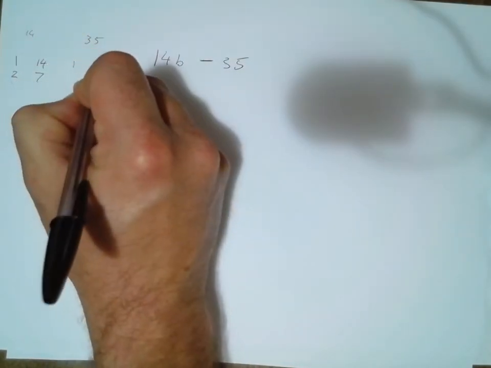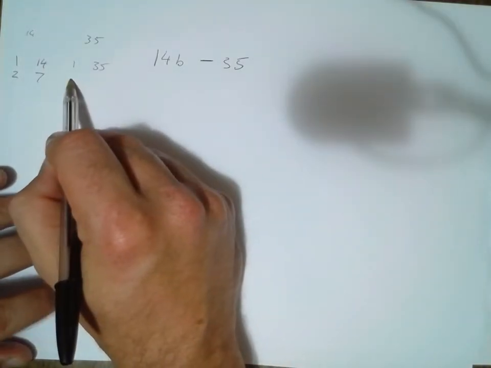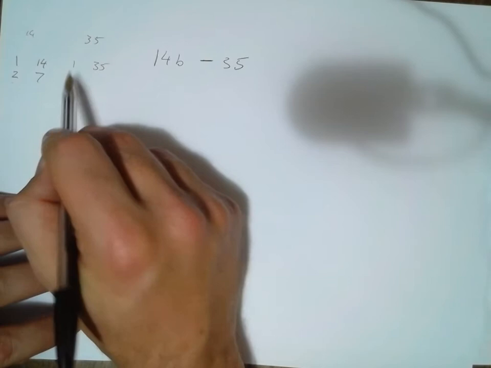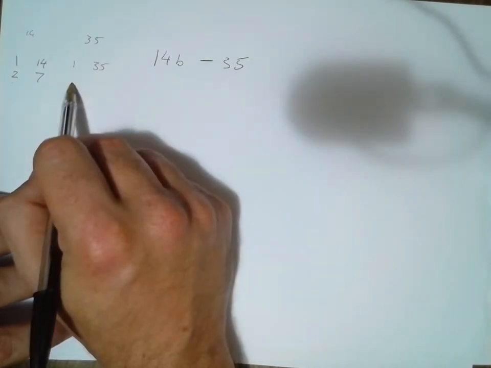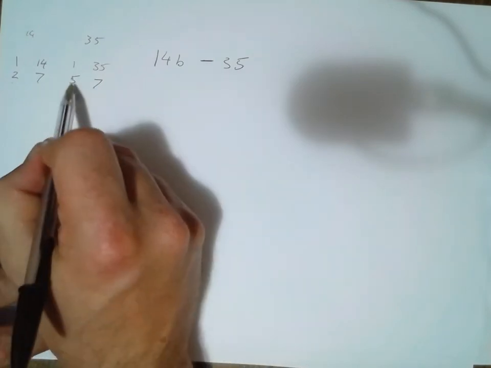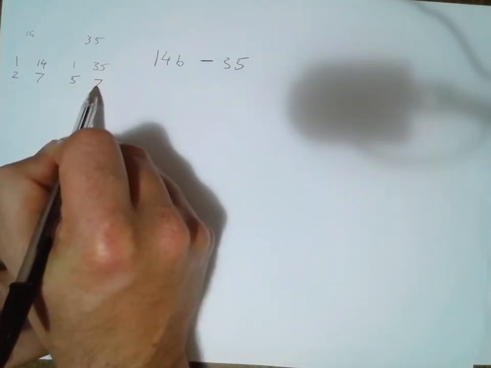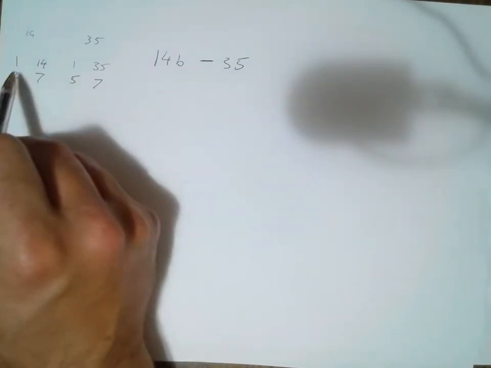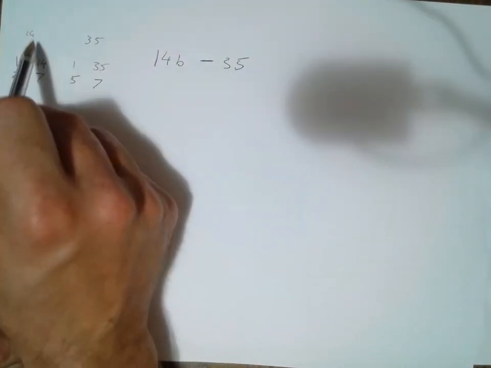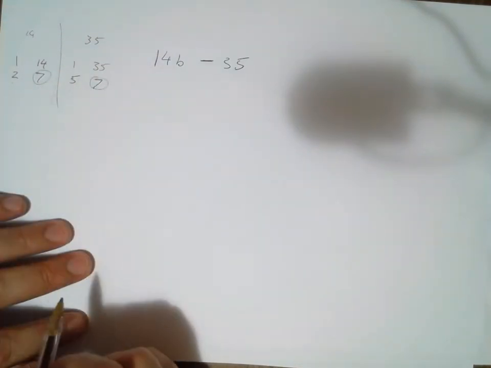I can do 1 and 35. I know that. Does it divide by 2? Nope. Divide by 3? Nope. 4? Nope. 5? Yep. 5 and 7. Does it divide by 6? Nope. And I stop because my 7's there. Now all I've got to do is look: what's the biggest number that appears in both of these? And I know that it's 7.